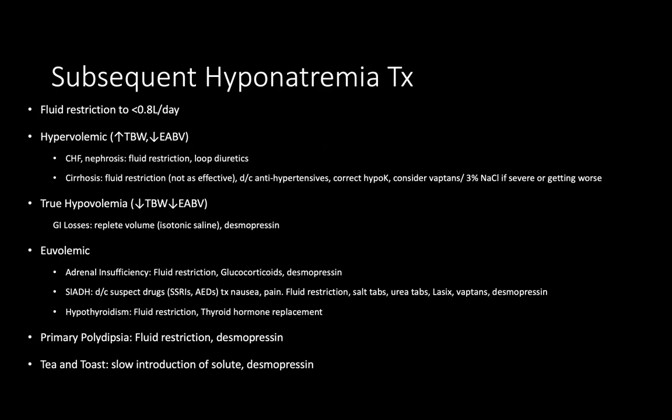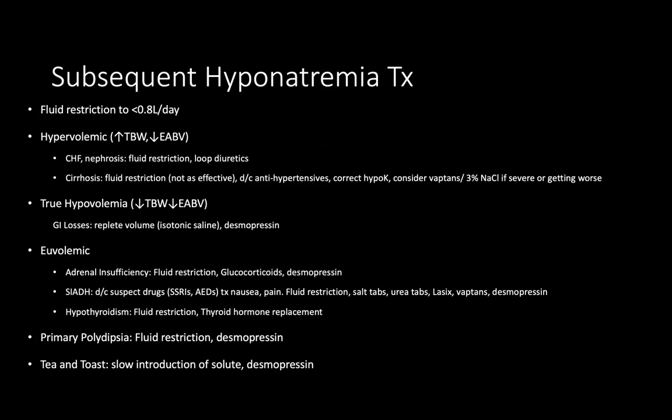In the case where the stimulus for ADH is still there, you haven't been able to treat the underlying cause, throwing on furosemide or Lasix, right? That loop diuretic is important to help suppress the effect of ADH. Okay, so those are all good considerations. And then for hypothyroidism, same thing. You want to fluid restrict these patients, and then you want to replace their thyroid hormone. And once you've done that, they should correct on their own. Primary polydipsia, we kind of talked about that already. Fluid restriction, and then also adding on some desmopressin for them may be important.